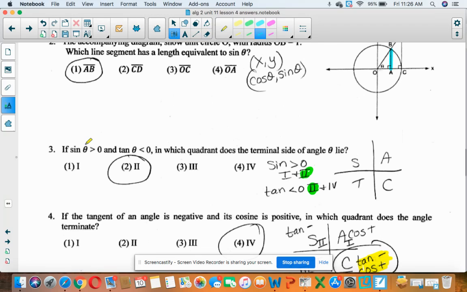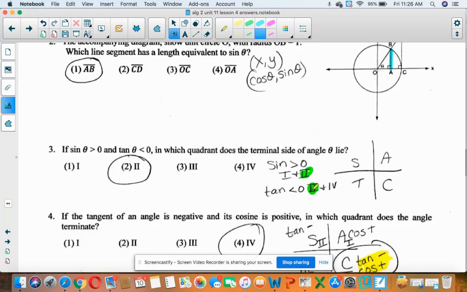Question 3, sine of theta is greater than 0. That happens in quadrants 1 and 2, where sine is positive. It's All Students Take Calc. In quadrant 1, everything's positive. In quadrant 2, sine is positive. In quadrant 3, tangent is positive. In quadrant 4, cosine is positive. So sine is greater than 0, meaning it's positive, in quadrants 1 and 2.